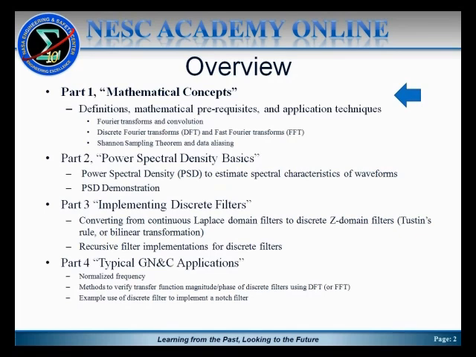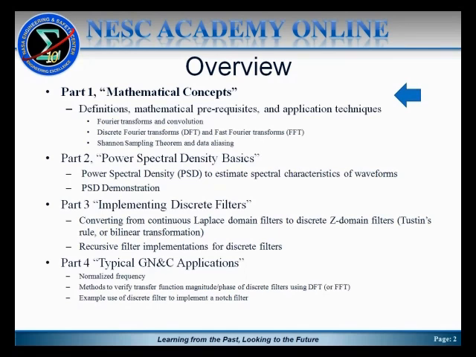In part 2 of this presentation, which is entitled Power Spectral Density Basics, we'll discuss the techniques used to estimate the spectral characteristics of waveforms, which is one of the more important applications of digital signal processing, where we can evaluate a given time domain signal and interrogate what sort of frequency content it has. We will also include in part 2 a power spectral density demonstration, where we'll take a signal with known inputs or known content, and we'll show how PSD can be used to identify those characteristics.